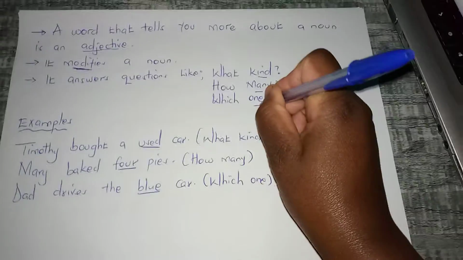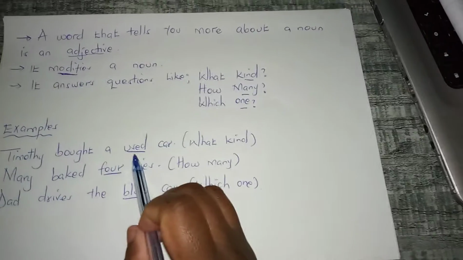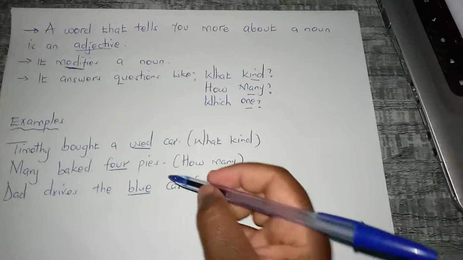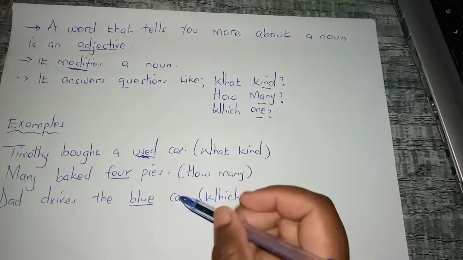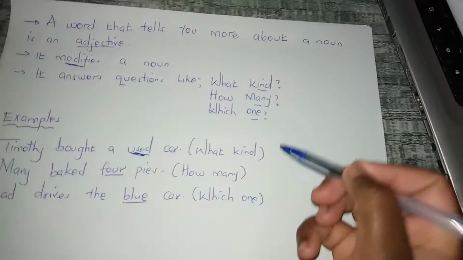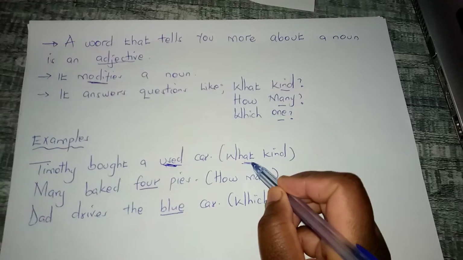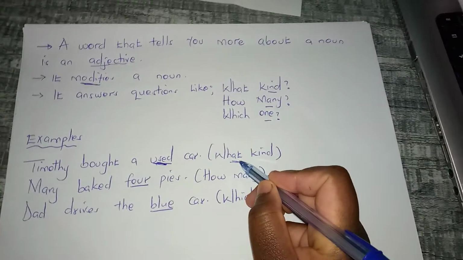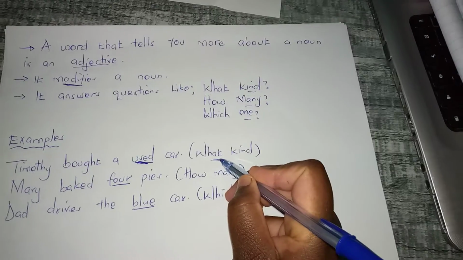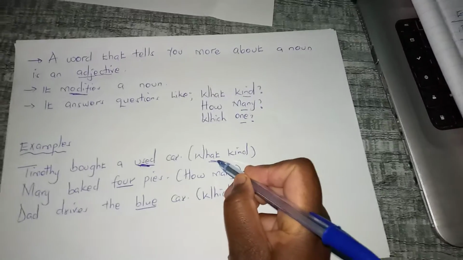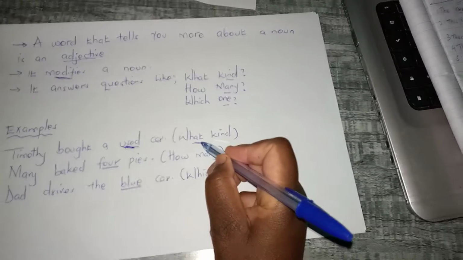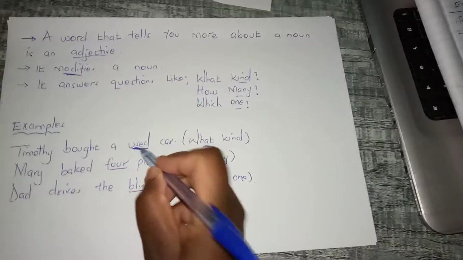For example, Timothy bought a used car. Here, the adjective is used because it answers the question what kind. So you can ask yourself this question: what kind of a car did Timothy buy? The answer will be a used car.